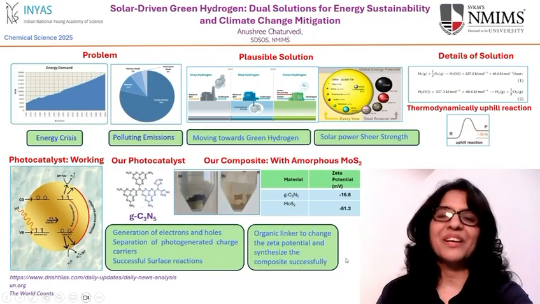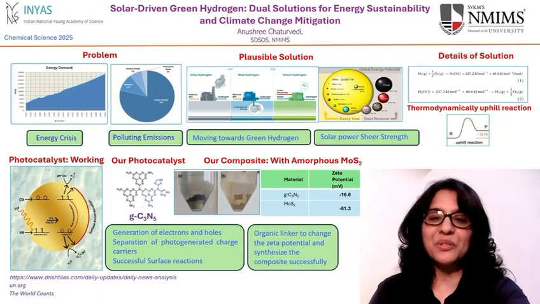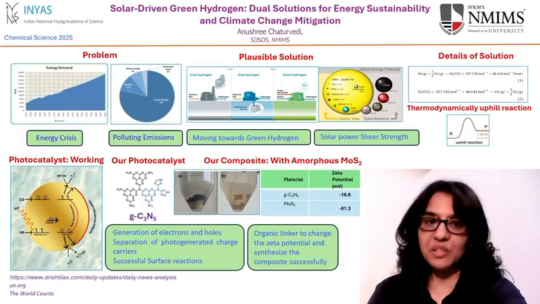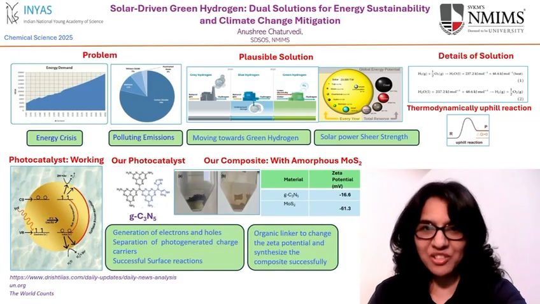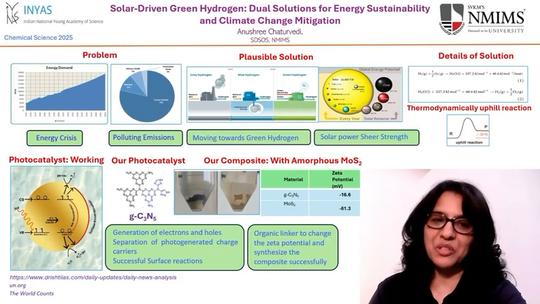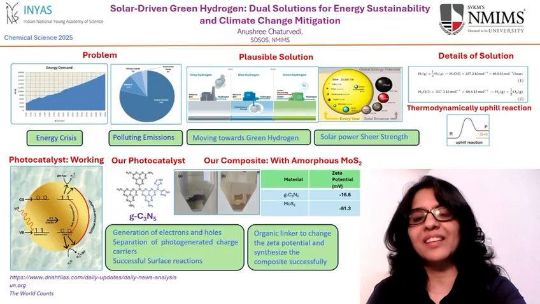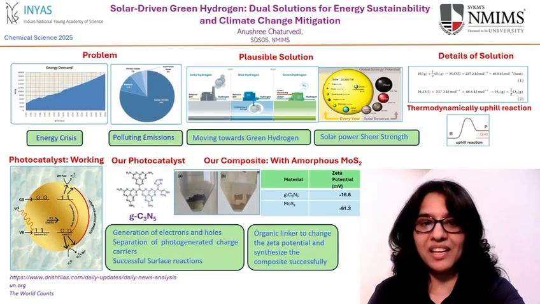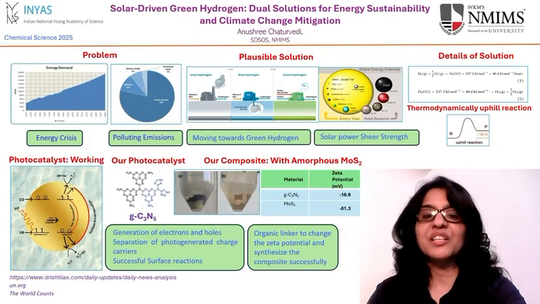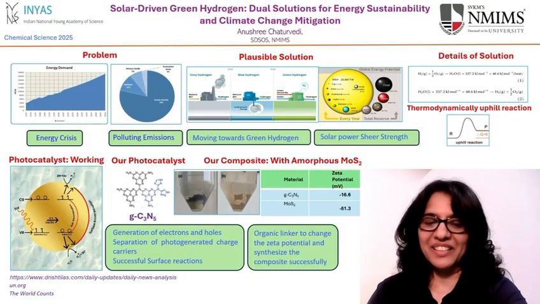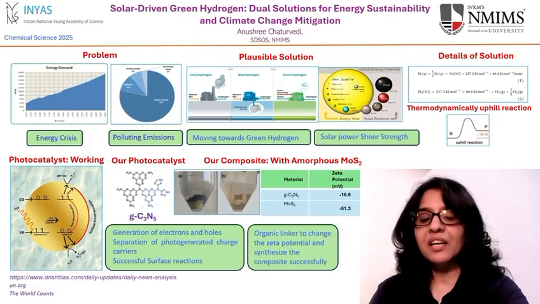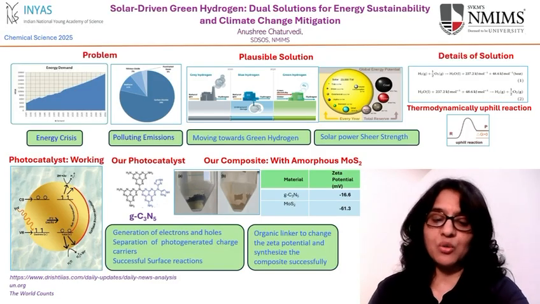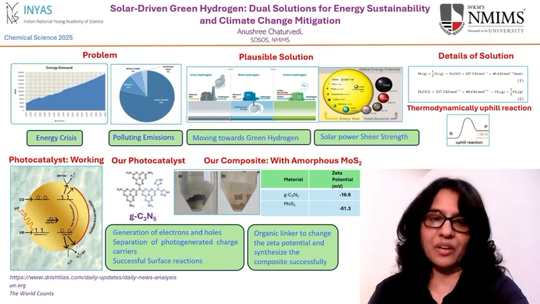Hello everyone, I'm Anushree talking to you today about two serious issues faced by researchers worldwide: energy crisis and polluting emissions. One solution is green hydrogen, highly energy dense and leaving no carbon footprint, generated by sunlight splitting water photocatalytically. That is, water can be split into hydrogen and oxygen, giving hydrogen as a clean fuel and no polluting emissions of any greenhouse gases whatsoever.